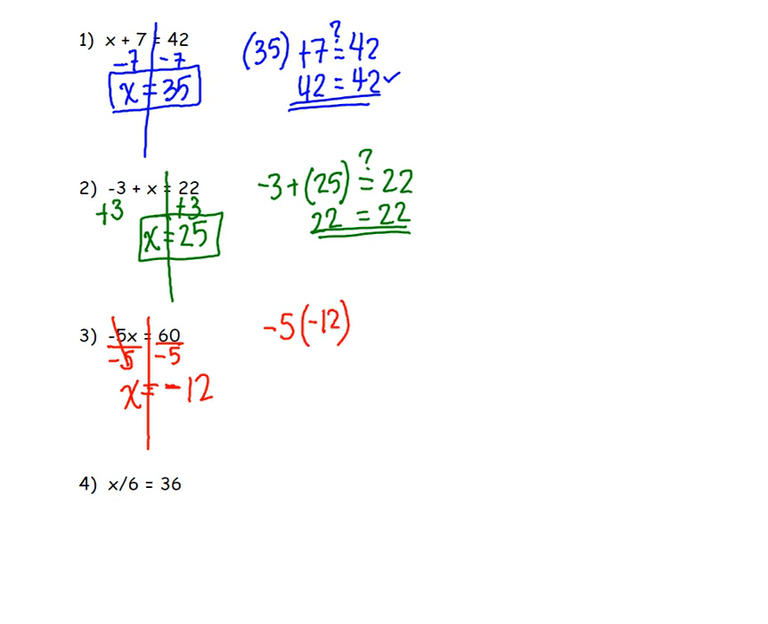This situation right here is why I always put my value in parentheses when I'm substituting for a variable. Because if I didn't have those parentheses, that would look like I need to do negative 5 minus 12. But what I really need to do is negative 5 times negative 12. And I want to know if that's going to equal 60. Well, a negative times a negative is a positive. And 5 times 12 is 60. And sure enough, that's what I needed it to equal. So that is the correct answer.